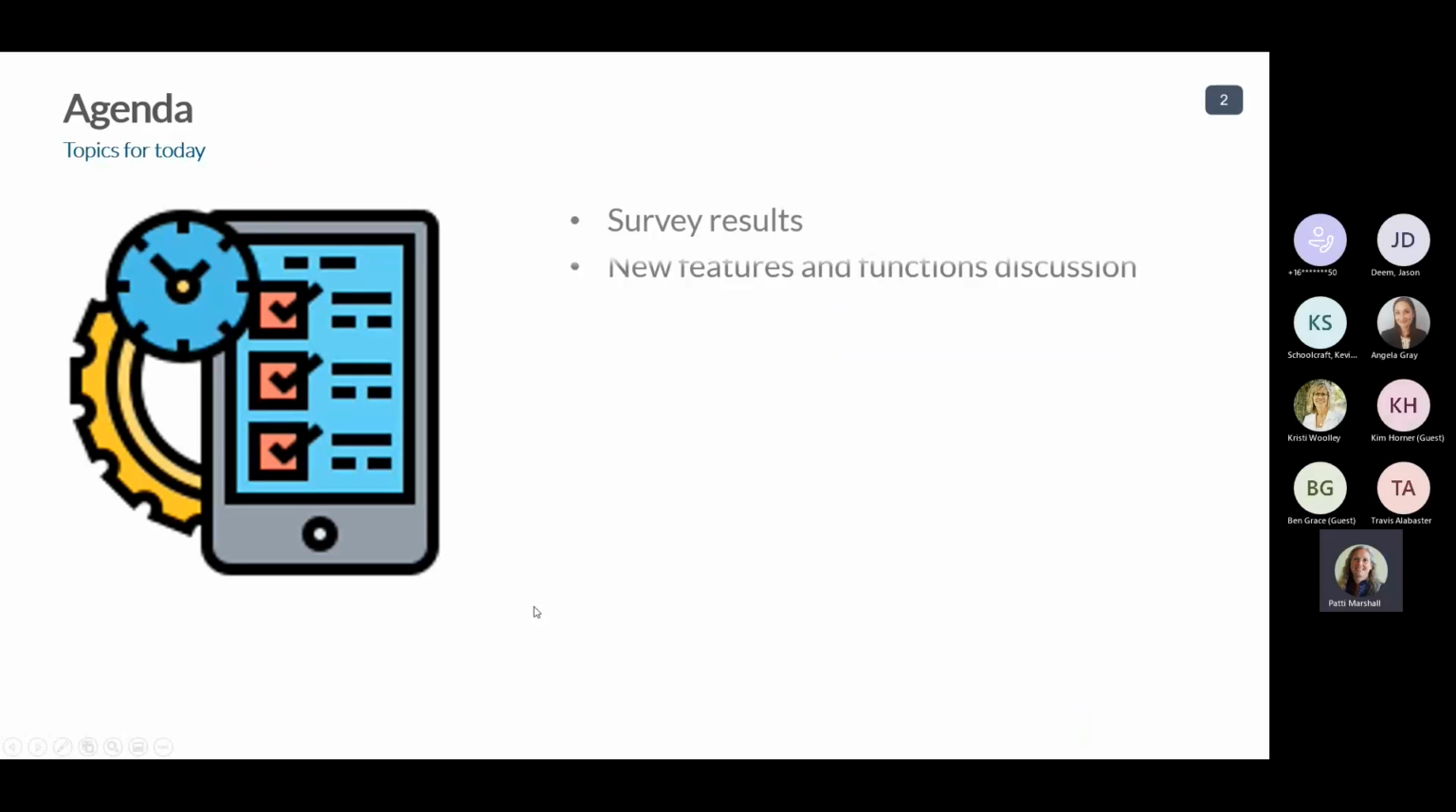So the agenda for today is, first of all, I'm going to review the survey results from our September survey. Then I'll discuss new features and functions that have been implemented over the last 3 months. Then I'll demo those features, and then we'll have at the end the tip of the month. Hopefully we don't run out of time.